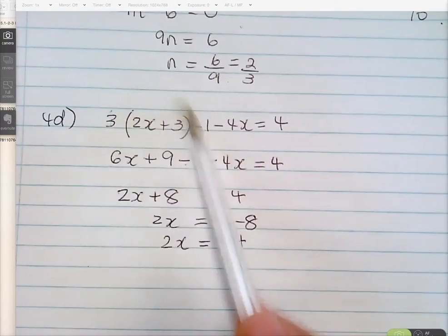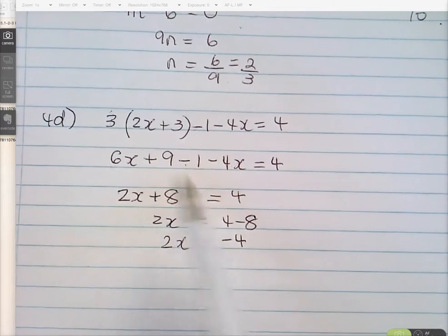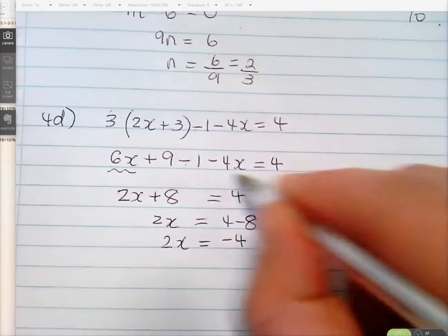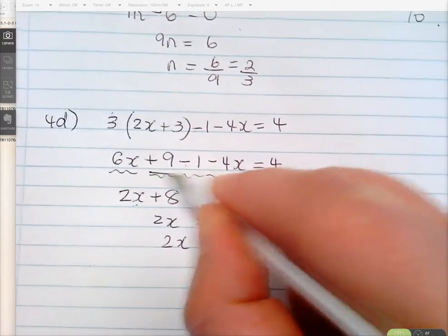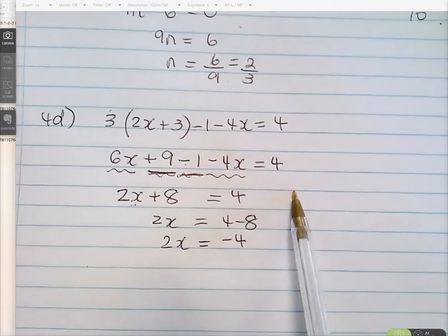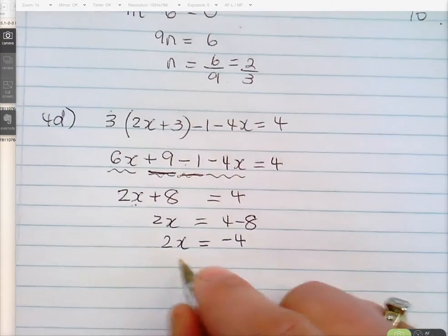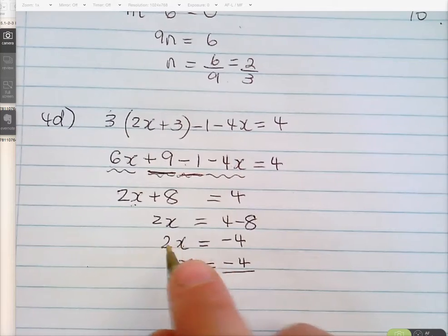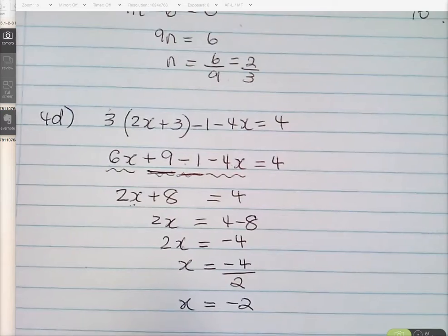So first thing, expand your brackets. Any like terms on the same side should be collected. Don't go and take them all to the other side. Collect first. 6x, take away 4x is 2x, plus 9 minus 1 is plus 8. Then the plus 8, inverse operation of plus 8 is minus 8. And then we're dividing by 2 because it's 2 times x, or x times 2, opposite of times 2 is divide by 2, and so x is negative 2.